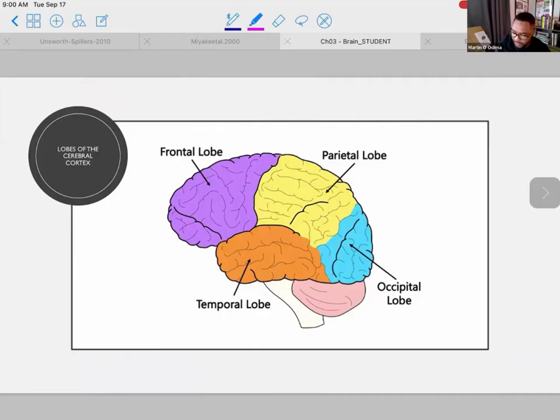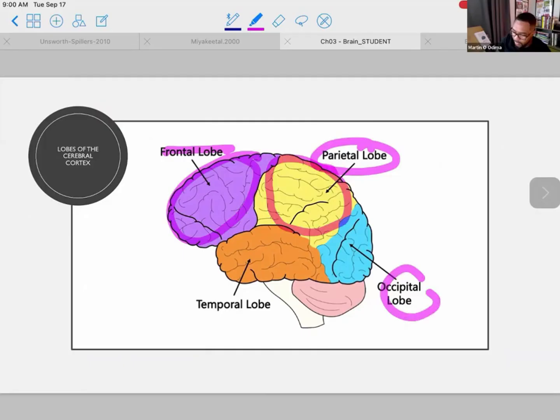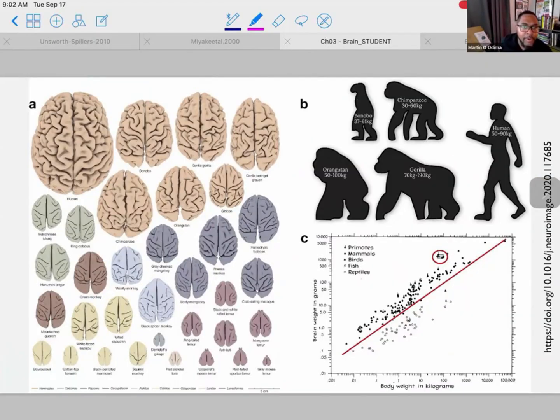The other parts of the brain that we should talk about would be the different lobes of the cerebral cortex. So the frontal lobe right here, the parietal lobe, the occipital lobe, and then the temporal lobe. And I'll talk about the different functions, those different systems, in just a bit. So let's just take a moment to look at these different types of brains from different animals, including humans.